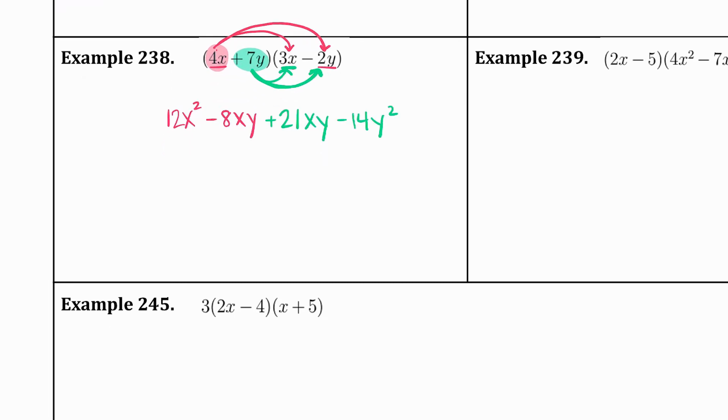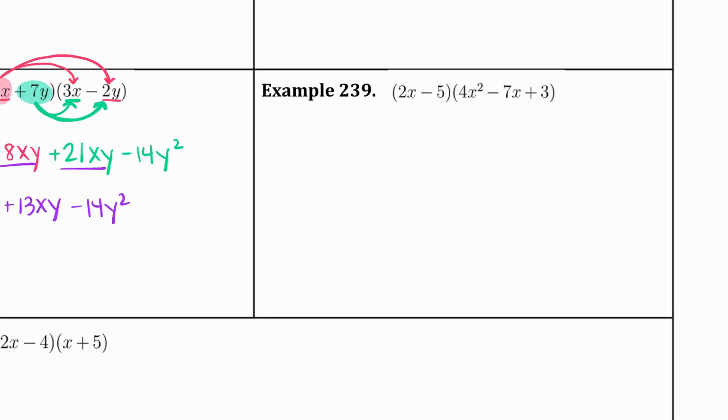Here we're not finished. We do have some like terms we can combine. So nothing we can combine with 12x squared. Negative 8xy plus 21xy gives me a positive 13xy. And then we've got minus 14y squared.